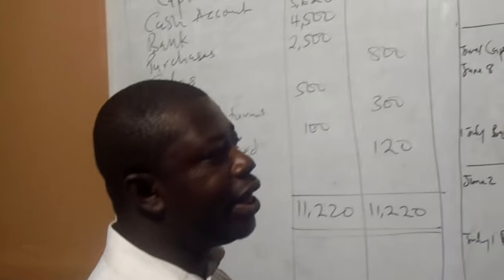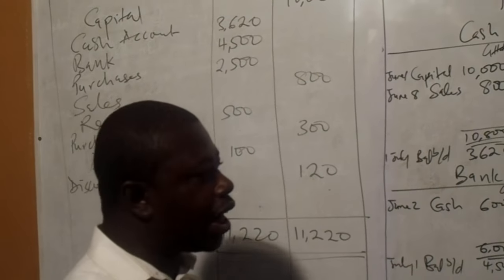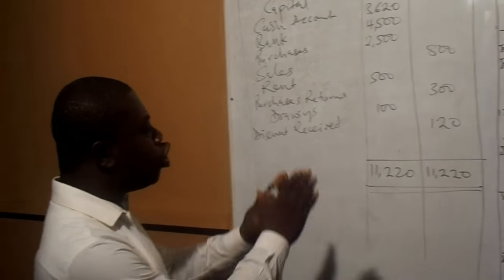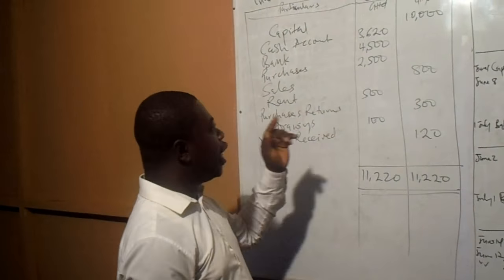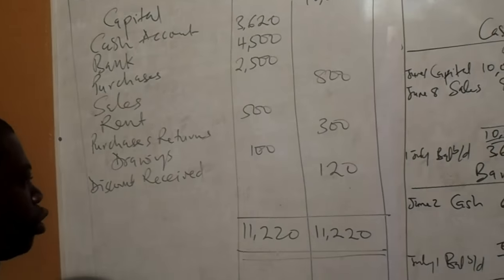And this is what we call a trial balance. So ladies and gentlemen, after making your entries in the ledger account and you balance off the account, you extract a trial balance. Your trial balance must always agree. If your trial balance does not balance, it means that there is a mistake with the entries you made.